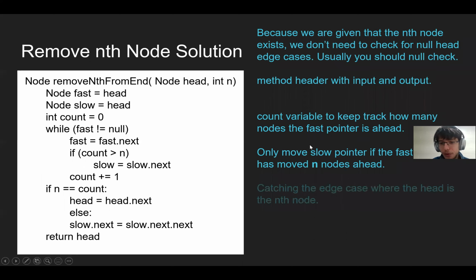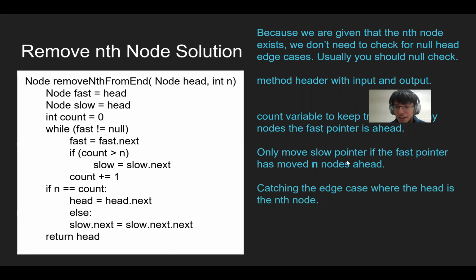So yeah, we only move the slow pointer once the fast pointer has moved n from the head. And then we catch the edge case where the head is the nth node, so you have to be careful about that as well. And we have to remove the nth node. You remove it by having the one before it point to the one after it, and then just delete it.